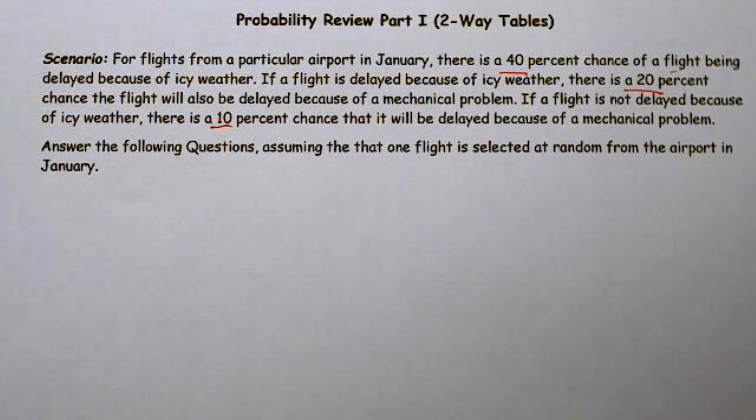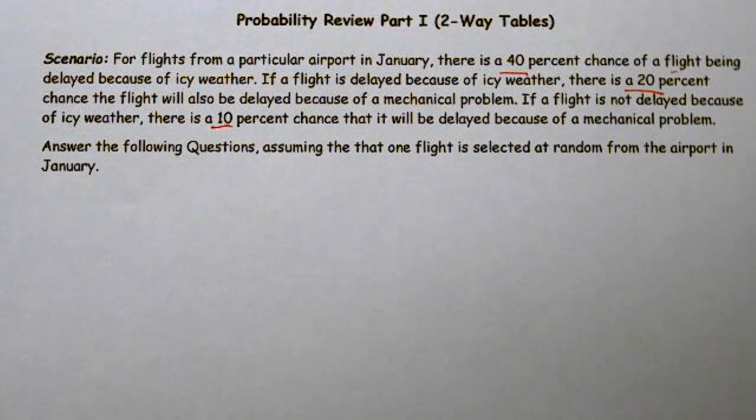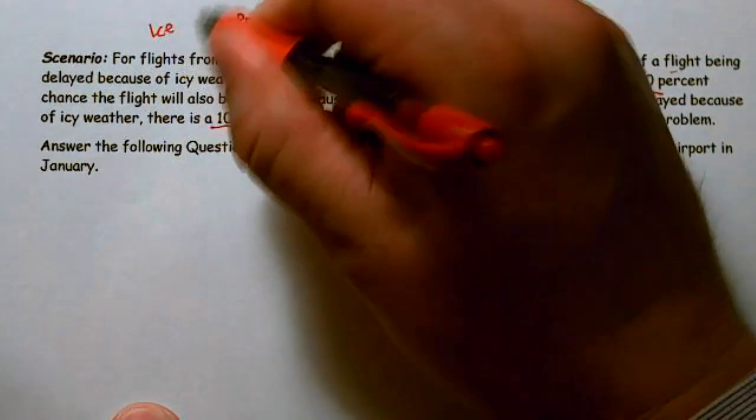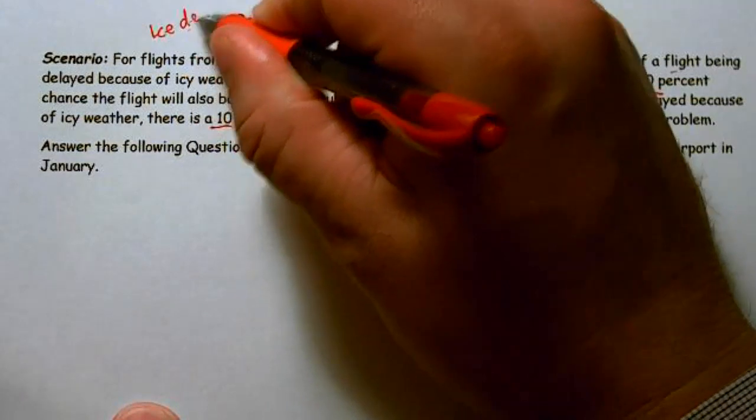So when I look at this, first off, if I see three numbers, it's generally going to be a two-way table, or something a two-way table will help you organize. But to verify that, I need to look to see if I have two variables. In this case, I do. I have ice delay, or ice weather.